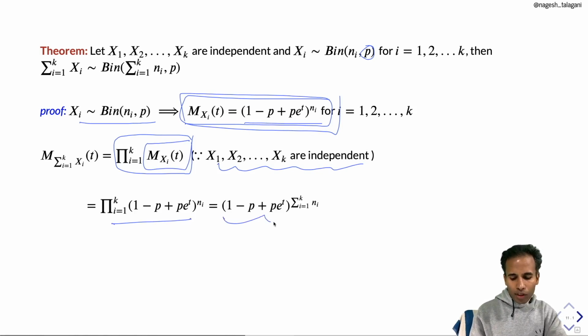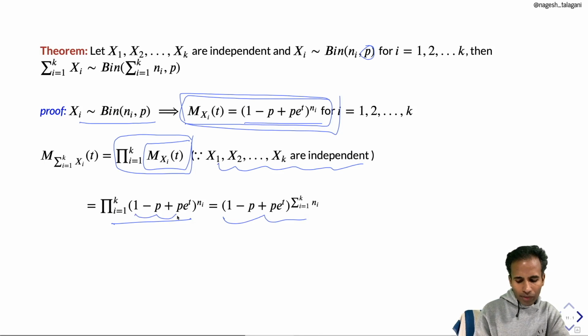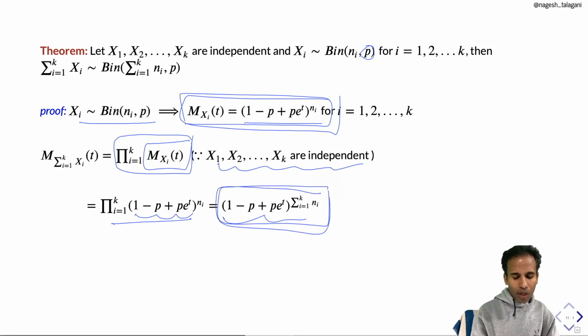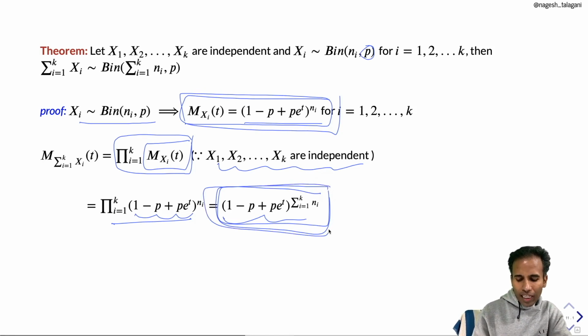This product will be simplified to (1 - p + p e^t) power summation ni from i equal to 1 to k. As we have the same base here, we simply add up the exponents, so we end up with this. Okay, so this is the MGF of summation Xi from i equal to 1 to k. Now, this one can be recognized as the MGF of a binomial distribution with the parameters summation ni from i equal to 1 to k, comma p.